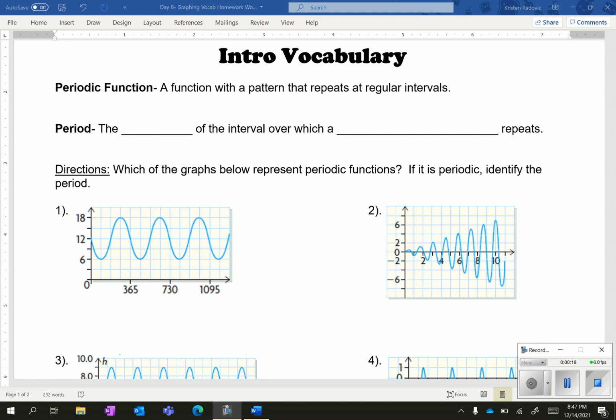Think about a clock. Every 60 minutes, that hour is going to repeat. We're going to go from 59 back to 0, and we're going to count 1, 2, 3, 4 all the way back to 59, 60 minutes all over again. Now we're doing that same thing, that same repetition, but with a graph.